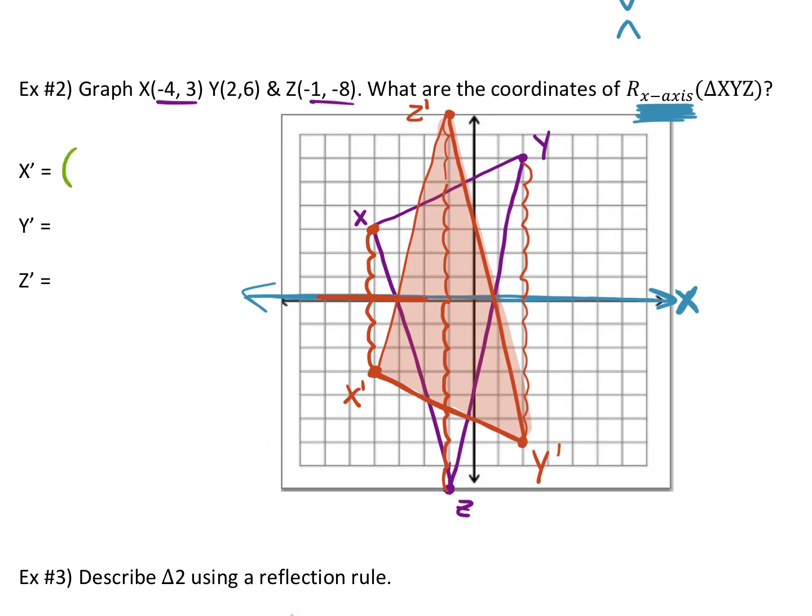So X prime is now at -4, -3. But I don't have to put the R in front of it. You don't have to, they told you what the rule was. Now you're just saying where did we land. So Y prime is at 2, -6. And Z prime is at -1, 8.